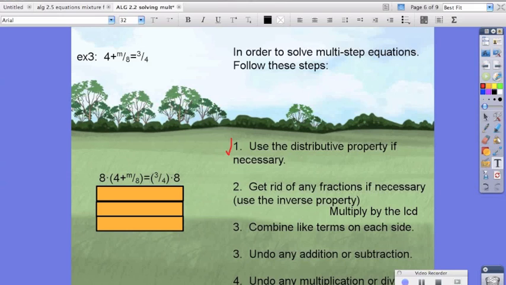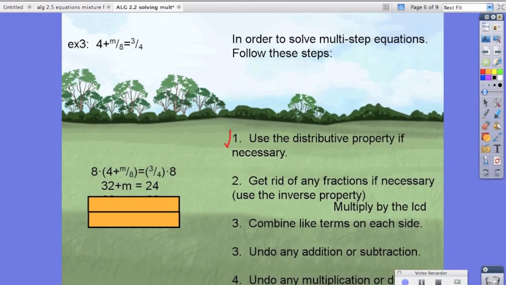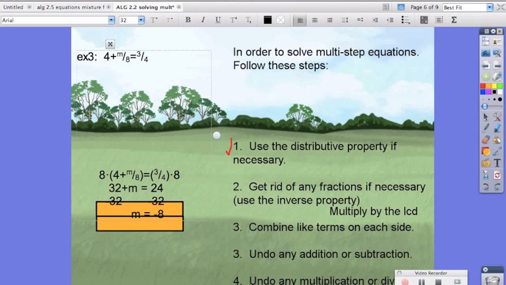8 times m divided by 8, because you have a times 8 and divide 8, they should cancel each other out, and equals 3 times 4 is 12 divided by 4 should be 6. Oh, there's a slight mistake. Oh, I'm sorry. That should be 6. Yeah, I was right. So, I'm going to change this to a 6.